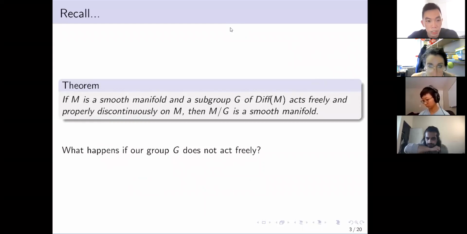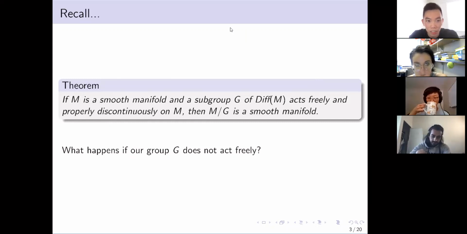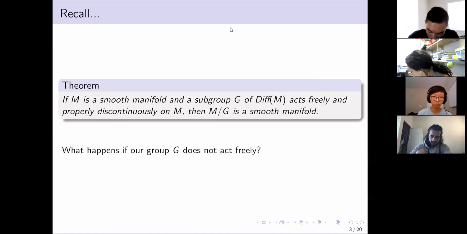To answer this question, if we allow some fixed points, then these fixed points are going to be singularities on the quotient space. Hence, it's not really going to be a smooth manifold anymore. But what kind of spaces are these? Are they still fairly nice? What kind of singularities are they? Are they wild singularities, God knows what? It turns out that it's not going to be as bad. So I'm going to introduce the main object of the talk, which is orbifolds.